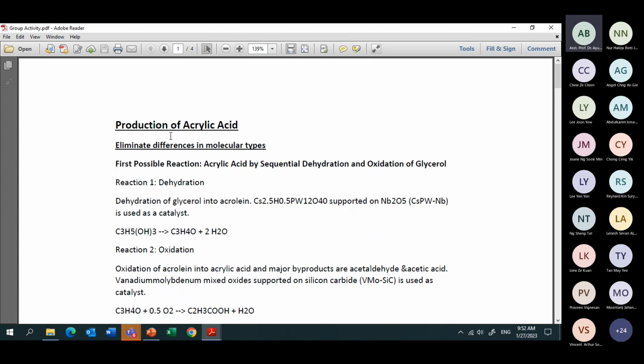Right. Okay, now production of acrylic acid. Eliminate differences in molecular type. Okay, the first step, compare few reaction path, sequential dehydration.